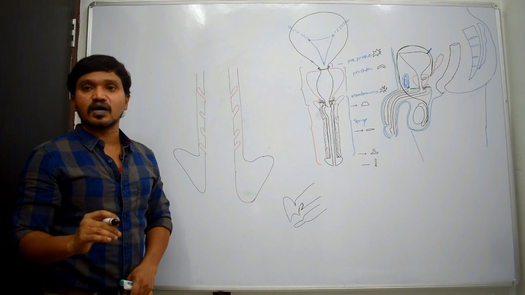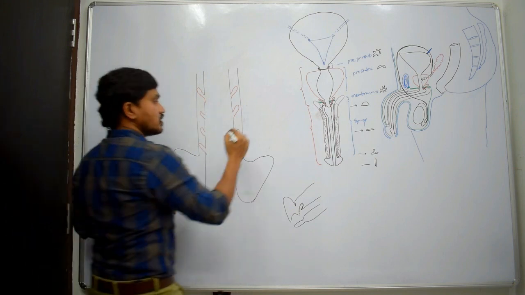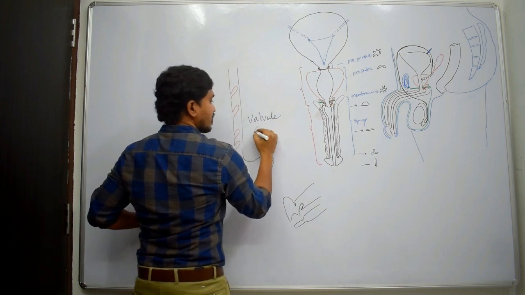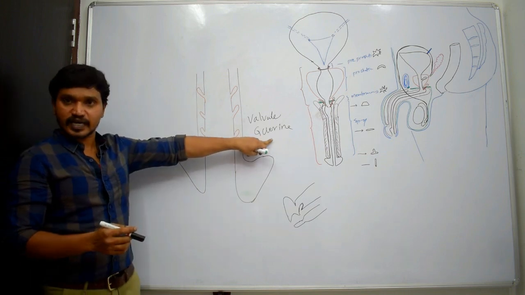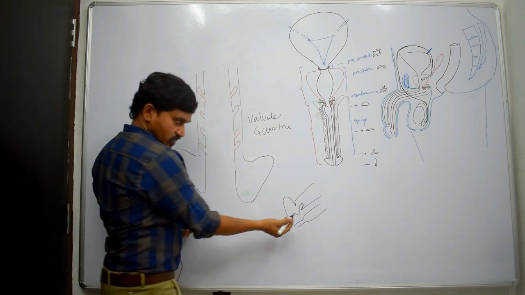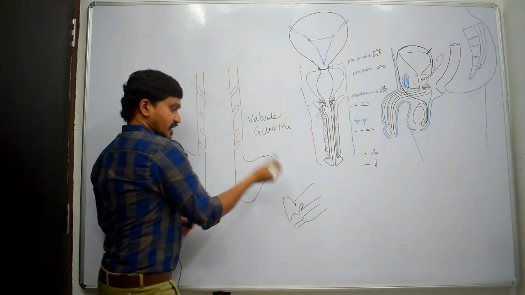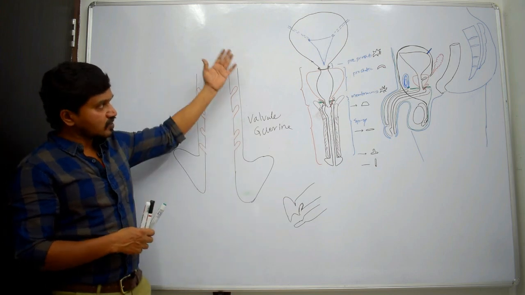This lacuna magna is guarded by one mucosal fold. That mucosal fold, what we are calling valvula of Guerin, or valve of Guerin, right? Here you can see the mucosal fold. This mucosal fold, what we are calling valve of Guerin. This is about the penile urethra. Now we have seen all the features of it.